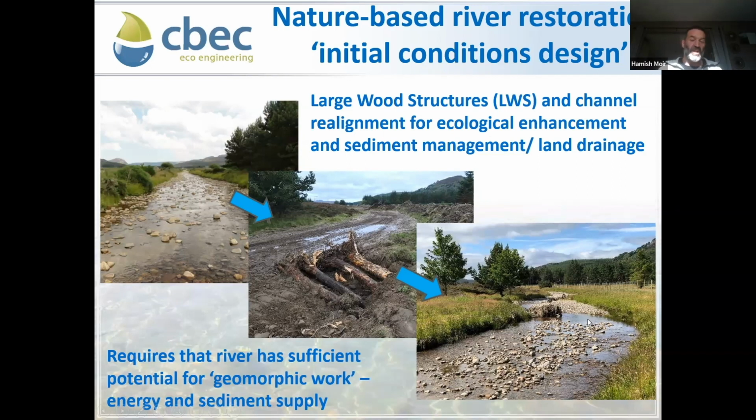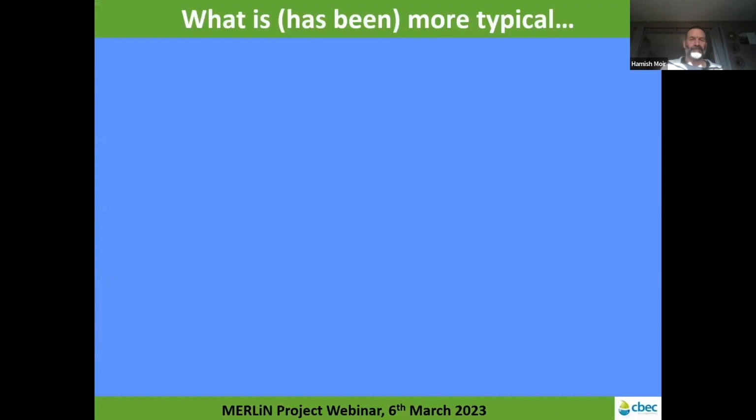complex morphology here. So we didn't need to build this. We knew that the river would take this initial condition, this relatively simple form, and turn it into this in a relatively short space of time. But that needed an appropriate level of assessment to understand that.